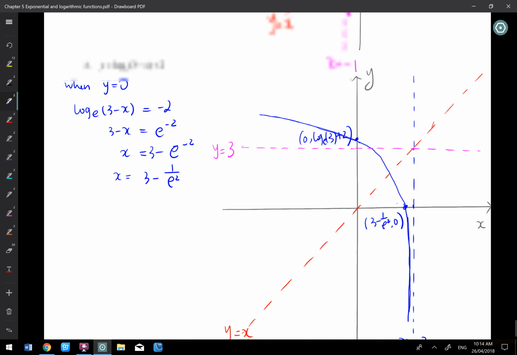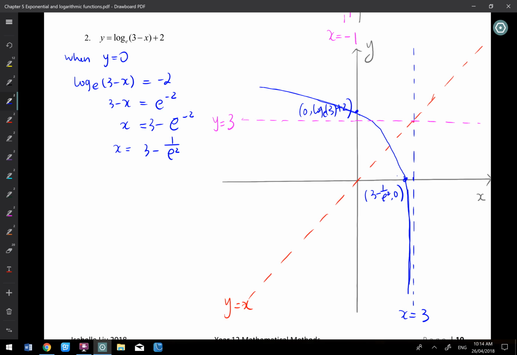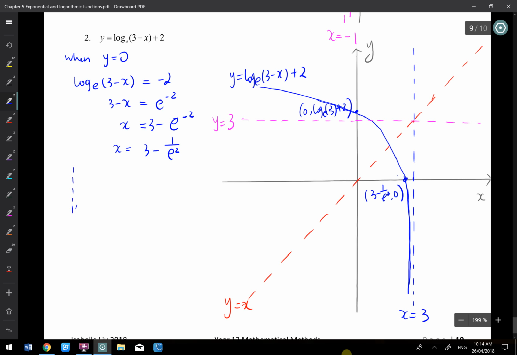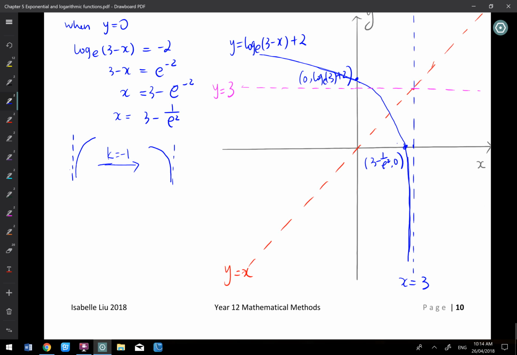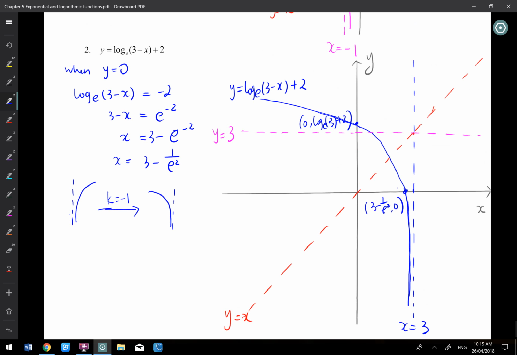Now let's look at the second one, the blue graph. y equals log base e of (3 minus x), plus 2. You know, log base e is an increasing function, and because k equals -1, we will reflect it vertically. So we have this shape. That's the shape we have, and x equals 3 will be the vertical asymptote.